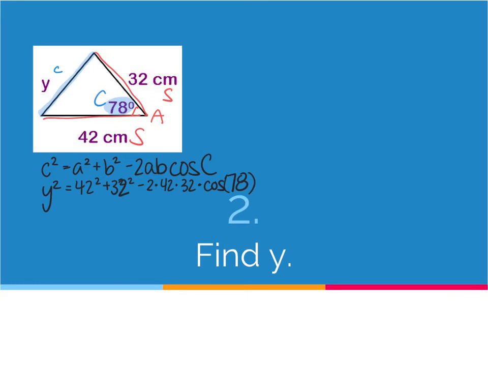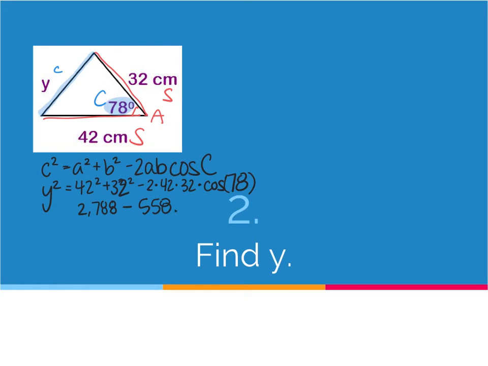Since we're looking for that y squared, we can go ahead and put our information into our calculator. So 42 squared plus 32 squared is 2,788 minus, then we're going to do 2 times 42 times 32 times the cosine of 78. So we're going to be subtracting 558.9 to get y squared.